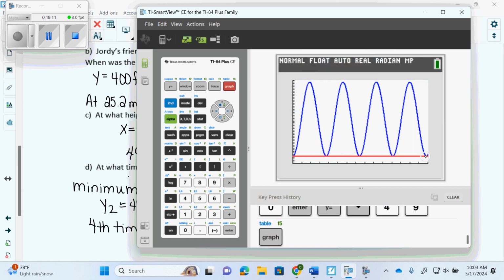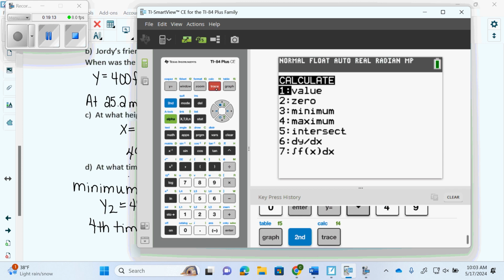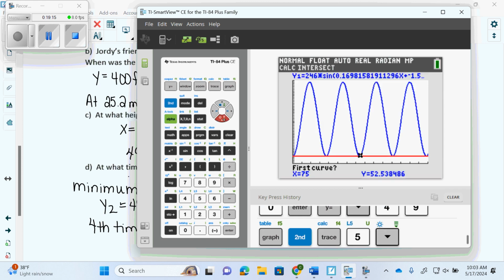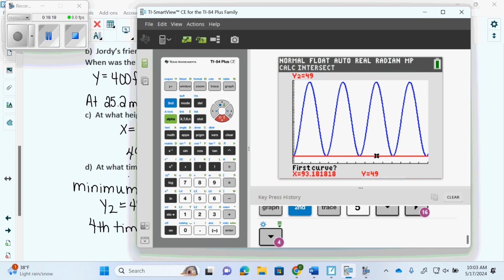We need to find here, right? So second trace 5. You could do this way. Oh my gosh, this is a terrible way, just so you know. Do this way, and we could have put in 49 and found out where they intersected. Boom, boom, boom. 148. Or what could we have just found? Starts with an M. Rhymes with minimum. We could have just found the minimum.